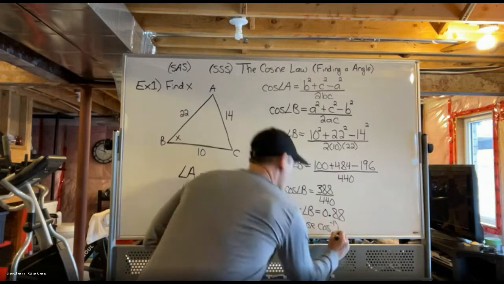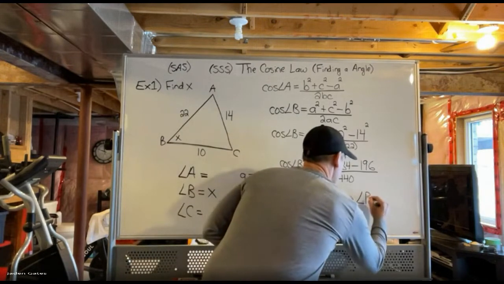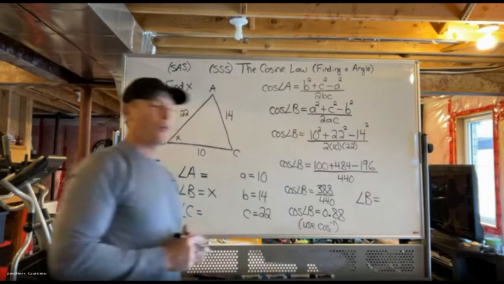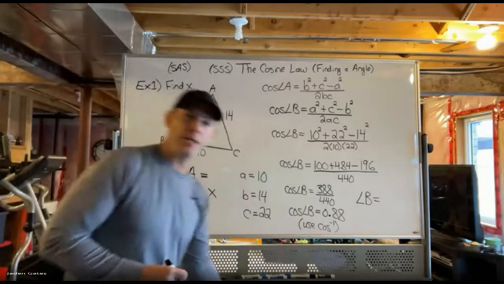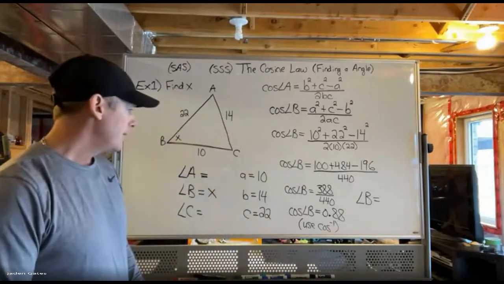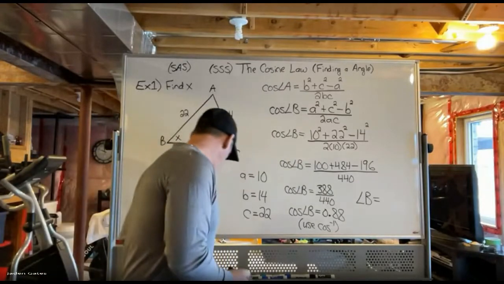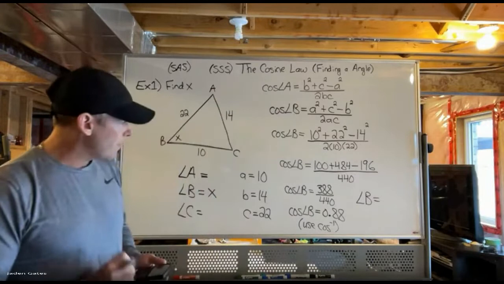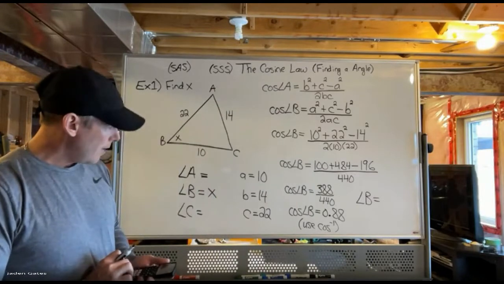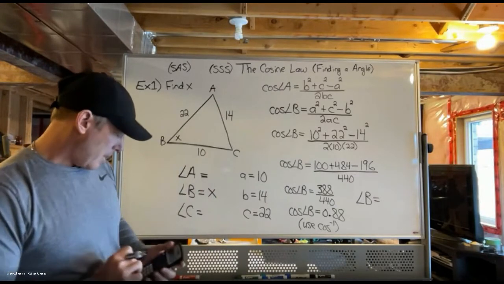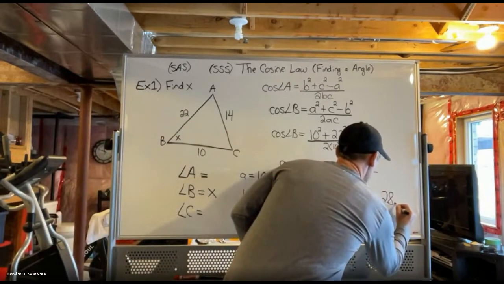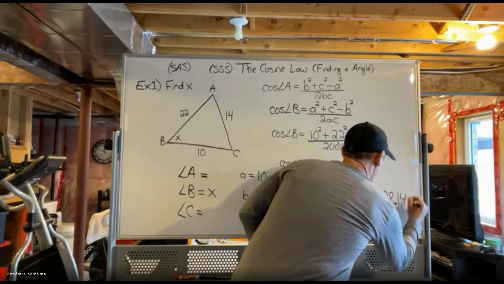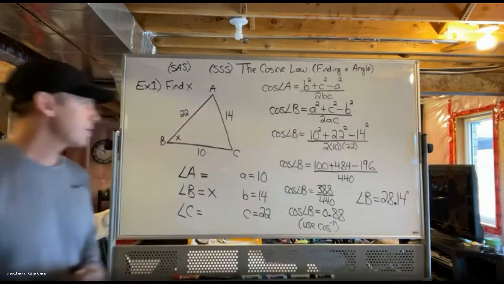And once again, your calculator must be in degree mode, or it won't work. You'll press the right buttons, get the wrong answers. I had a few people do that on the last CAT, and it can't happen. And so when I do that, cos inverse of 0.88, I end up with 28. And again, going to two decimal places, 14 degrees.